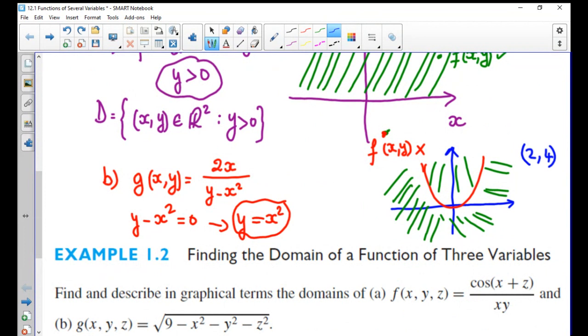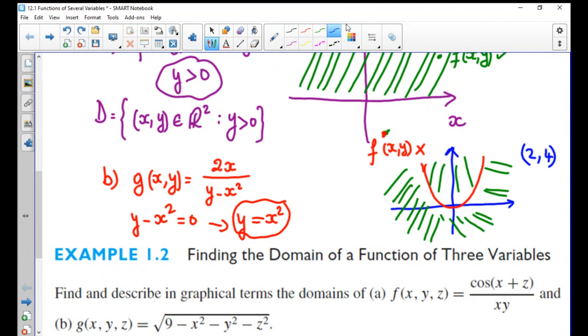Now, can you find g of 2, 4? No, you will not be able to find it. Try. g of 2, 4 will be 2 times 2 divided by 4 minus 2 squared. What is 4 minus 2 squared? 0. So you cannot find it. So if you try any point on the parabola, you will not find g.